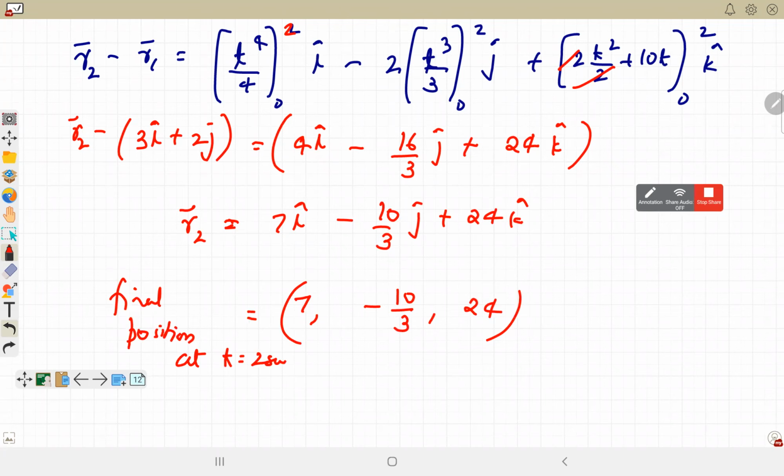Acceleration को हमने अलग अलग integrate किया है, just like we do the integration for single direction i cap, j cap or k cap. We have to integrate now separately x, y and z.